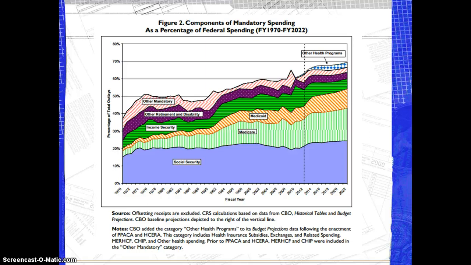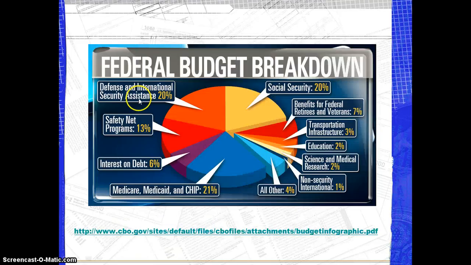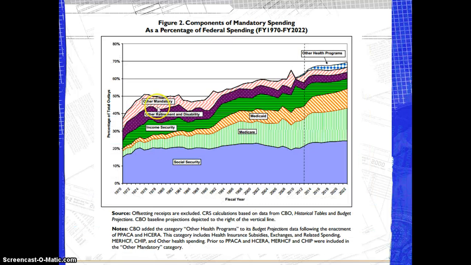So this is a graph that shows the components of mandatory spending as a percentage of federal spending from fiscal year 1970 to fiscal year 2022. And of course, that's a projection. So, percent of total outlays is percent of total spending. As you can see, in 1970, total mandatory spending, that spending that can't change, hovered right around 50%. Whereas it's growing and growing, and currently it's just over 60%.